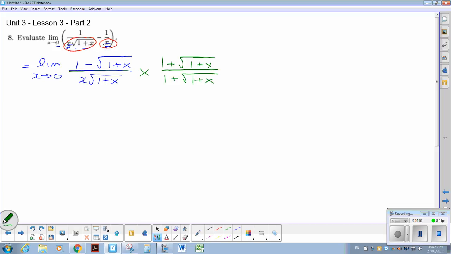So if I multiply by the conjugate, top and bottom, the top is going to have no radicals in it anymore. That's the whole purpose of multiplying by the conjugate. So we end up with 1 minus, and the middle term would disappear. Now for that last term, we've got to make sure we use brackets, because that negative sign has to be distributed through. And I end up with 1 minus 1 plus x.